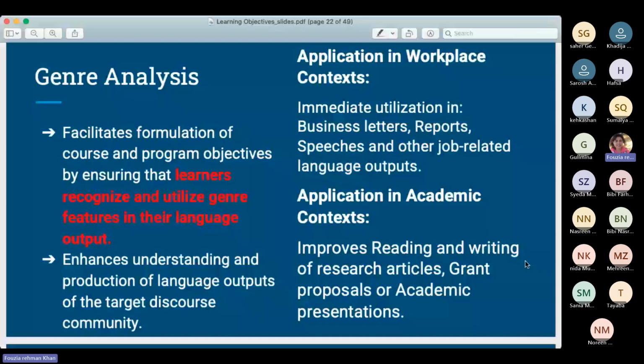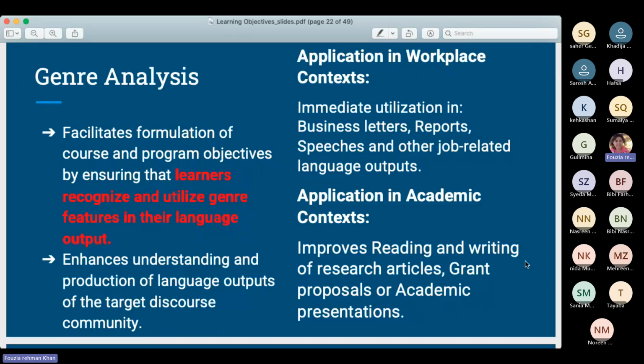And as far as the academic EAP is concerned, English for academic purposes, it can improve reading and writing of research articles. It enables the students to write proposals for grants, or it may enable the students to give better presentations, right? So it really depends what genre is needed and for what genre you are preparing ESP.